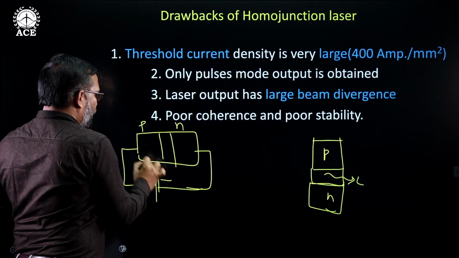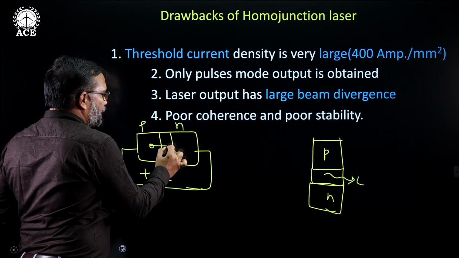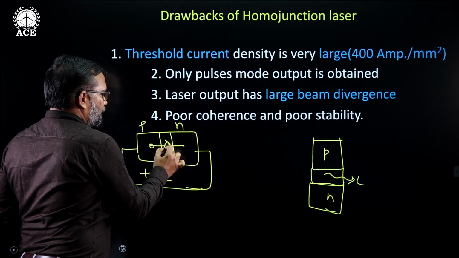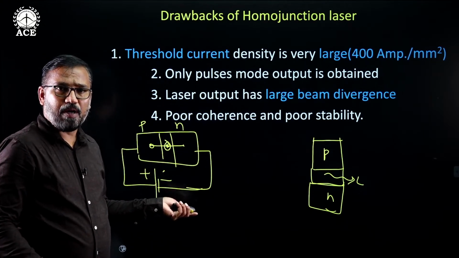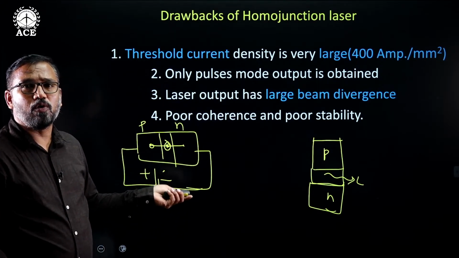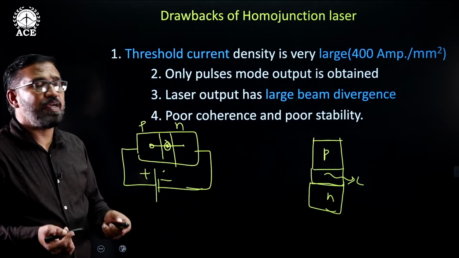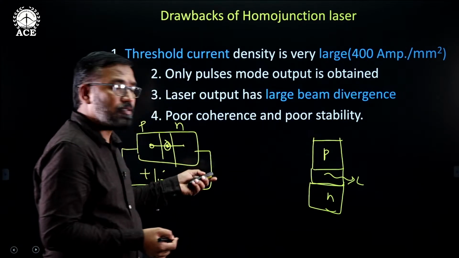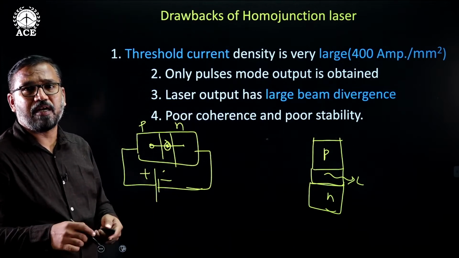P-type, N-type. We have to give forward voltage to drive the holes from the P region towards the junction, and the electrons towards this region. To drive them, we have to recombine more electrons and holes at the junction, so the threshold current density is very high. It requires more forward voltage to recombine the electrons and holes.